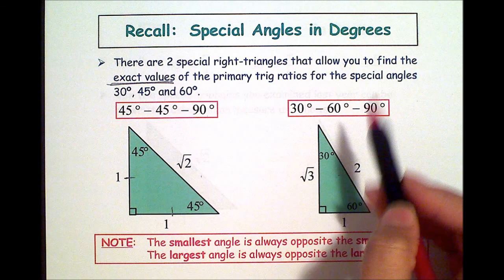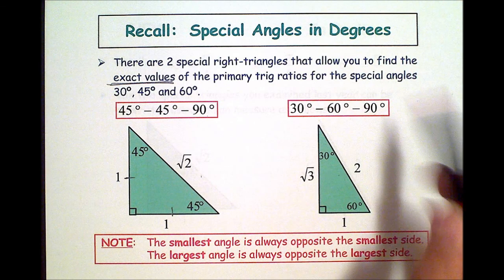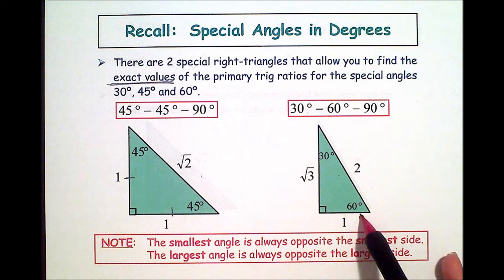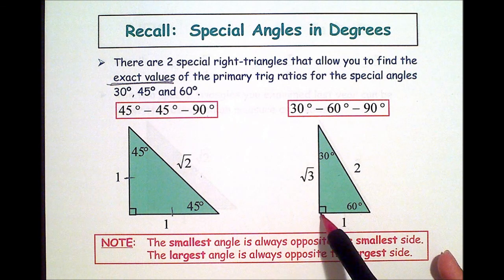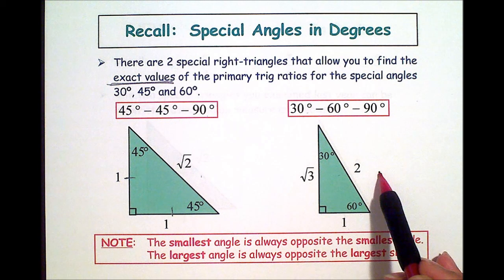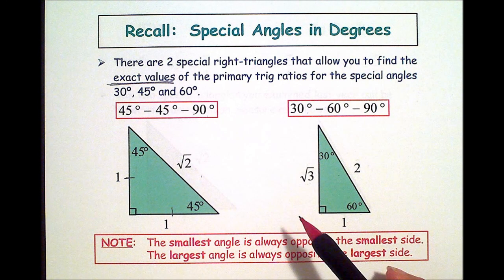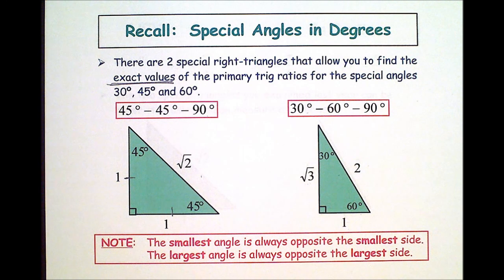And then you have the 30, 60, 90 triangle. So small angle is across the small side, medium angle is across the medium side, and then the largest angle is across the largest side. And again, the 2 and the 1 here are easy. To find this side, you can just use the Pythagorean theorem. Okay, so they are right angle triangles, so Pythagorean theorem holds true for both the triangles.